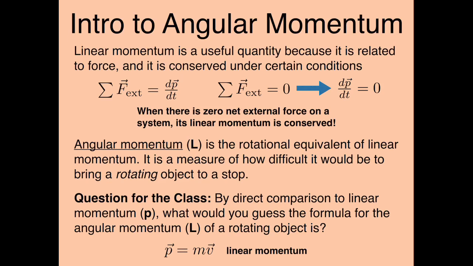So I want to ask you guys a question, and I want to see if you can work this out. By direct comparison to linear momentum, p, remember the formula is p equals m times v. That's the linear momentum of an object. What would you guess the formula for the angular momentum of a rotating object is? Think back to chapter 10. We have a rotational analog of mass, a rotational analog of velocity. Based on that, what do you think the formula for angular momentum should end up being? Pause the video, see if you can reason this out, and then we'll go through it together.